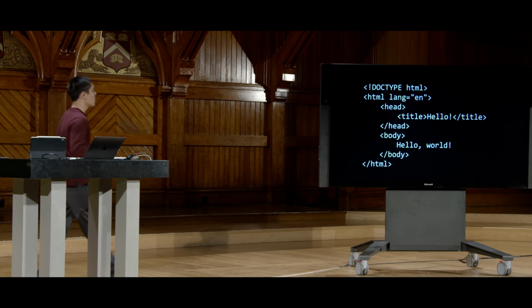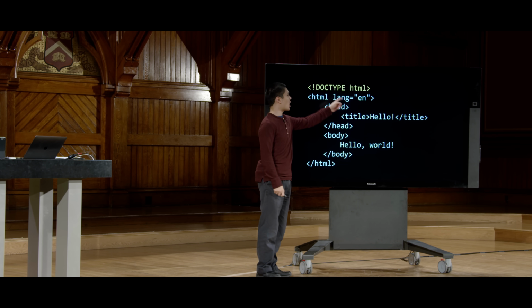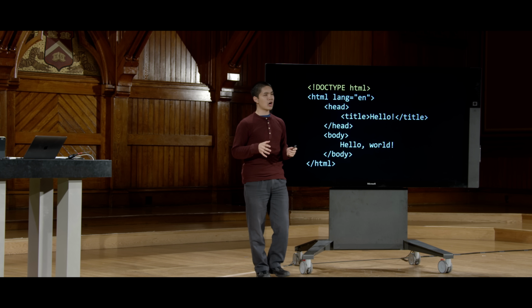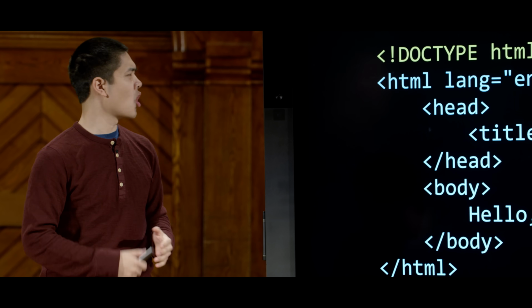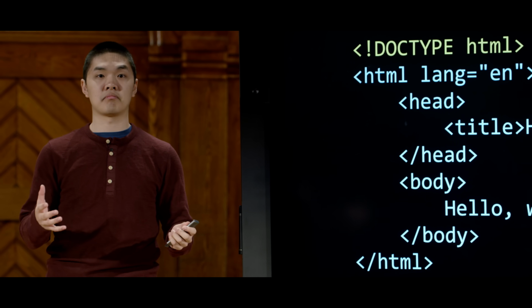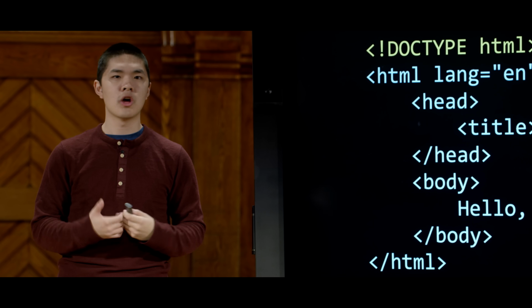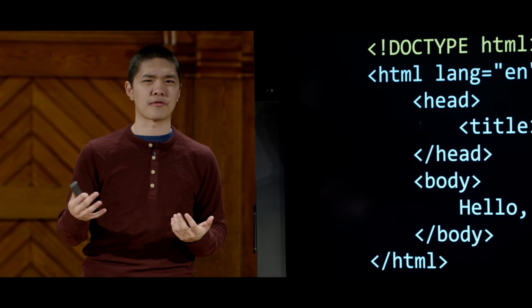So here again was the web page that we were just looking at. And this very first line here, doctype html, is what we might call a doctype declaration. It's a way of telling the web browser what version of HTML we're using in this particular web page. Because depending on the version of HTML, the web browser might want to display different information, or it might need to parse the page a little bit differently.